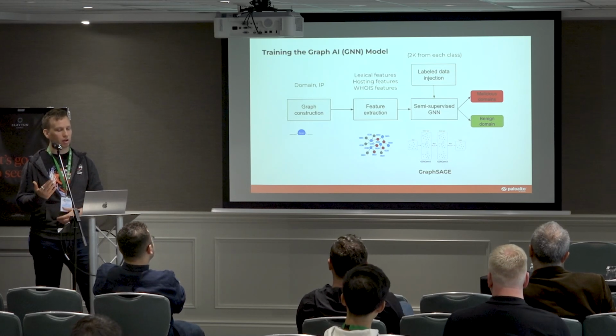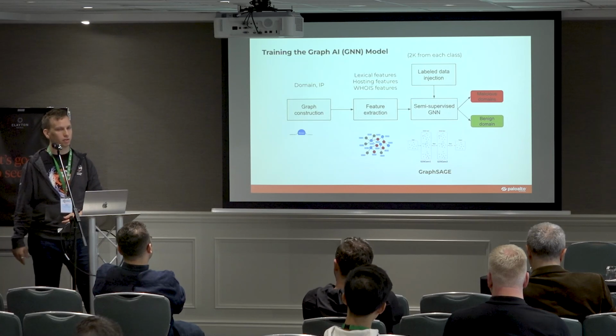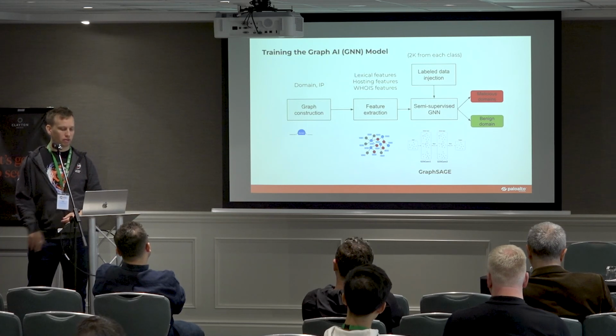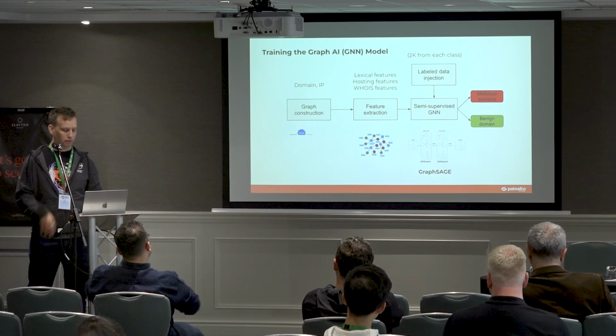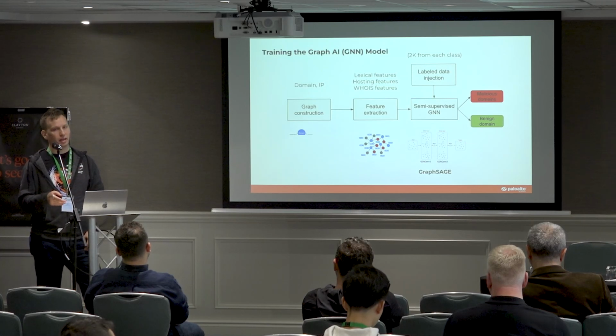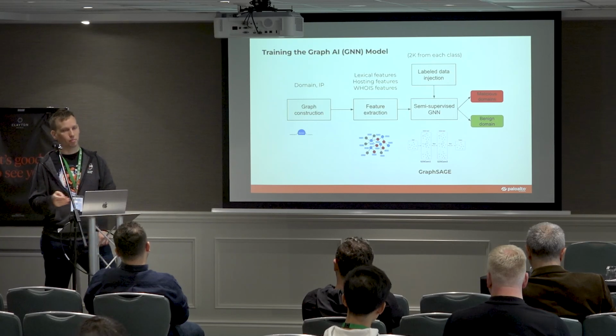Then we enrich this graph with the features mentioned before: lexical, hosting, WHOIS, and certificate features. Then we inject the label data, and then we train a graph neural network. We use a two-layer GraphSAGE graph neural network that can predict for unknown domains in this graph whether they are malicious or benign.